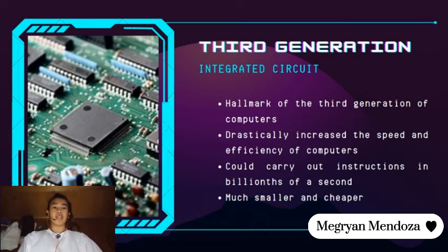Siguro ibig sabihin nito, mas kaya niya mag-process ng mas mabilis na mga instructions compare sa mga naunang generation of computer. And lastly, it is much smaller and cheaper. Ibig sabihin, hindi siya ganun kamahal compared sa mga nauna. And additionally, third generation computers are more advanced than first and second generation computers, kagaya nga na sinabi ko kanina. Third generation computers are using integrated circuits instead of transistors. Yung transistors naman is yung ginamit sa second generation computer, if I'm not mistaken. And doon naman sa first generation computers, ang ginamit doon is yung vacuum tubes.